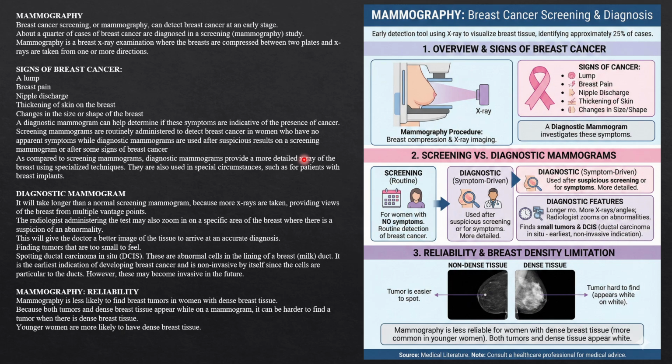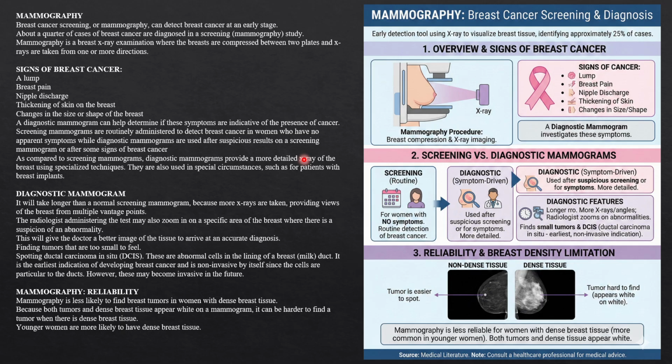There is mammography, which is basically used for breast screening. So basically it is an early detection tool using x-ray to visualize the breast tissues, identifying approximately 25% of the cases, and the overviews and the signs of breast cancer. Some of the signs like lumps, breast pain, nipple discharge, thickening of the skin, and changes in the cell size and shape are the early signs of cancer.